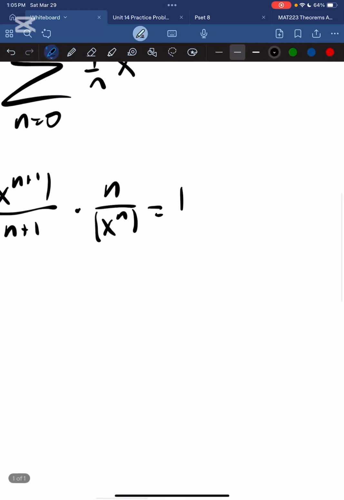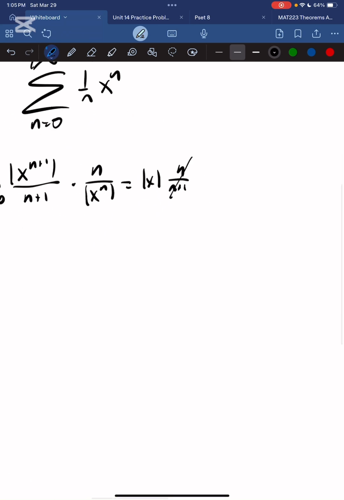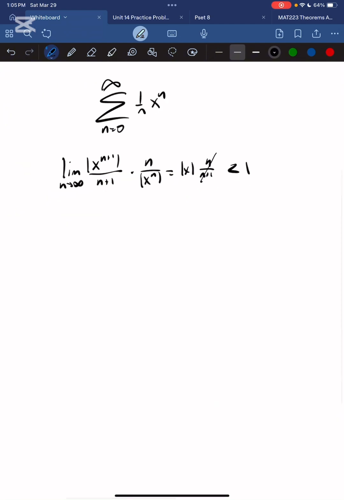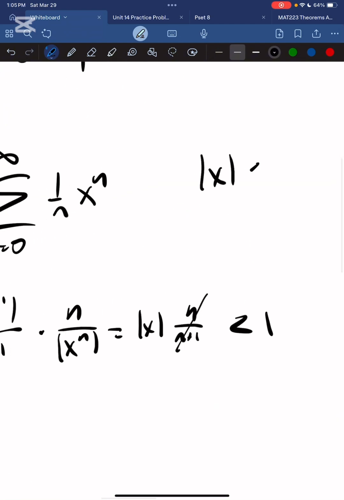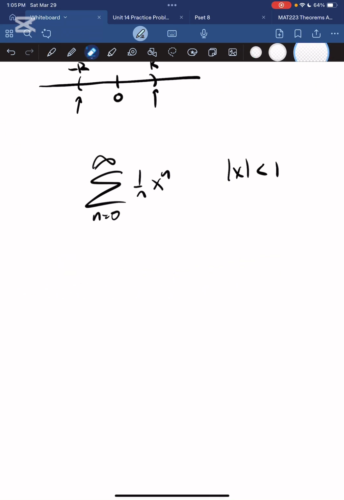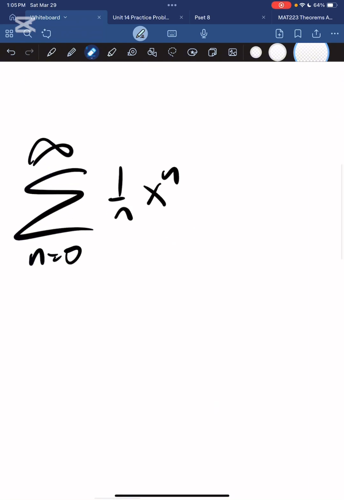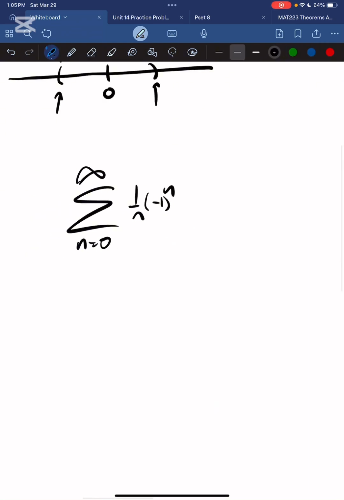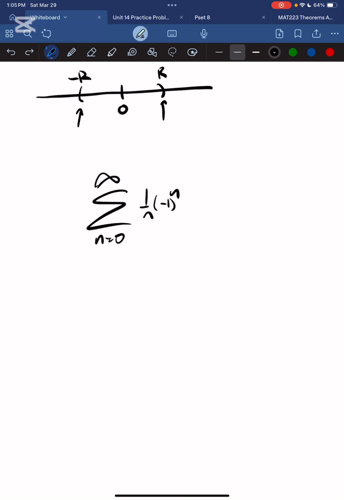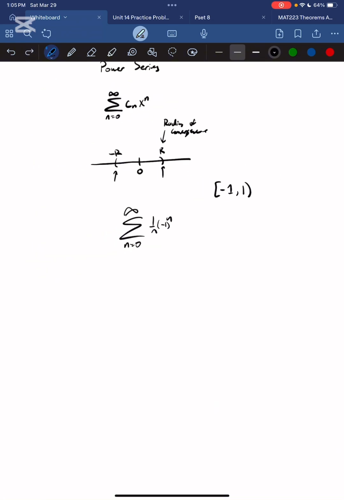And we see this simplifies to x times n over n plus 1, the limit as n goes to infinity. This guy cancels out, and we know this is convergent when this is less than 1. This is the ratio test. So we know the radius of convergence is when the absolute value of x is less than 1. Great. But we saw that when x is equal to 1, this is divergent, whereas when x was equal to negative 1, this was convergent. This is the alternating series test. So we know the interval of convergence would be negative 1 to 1, not inclusive. There you go.